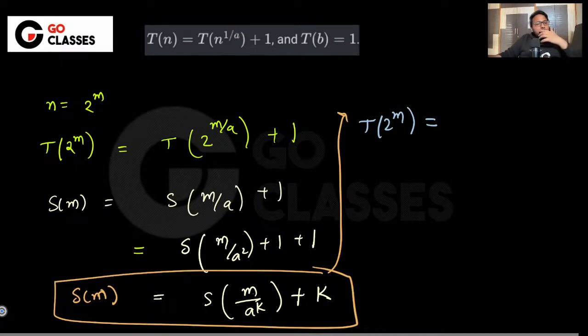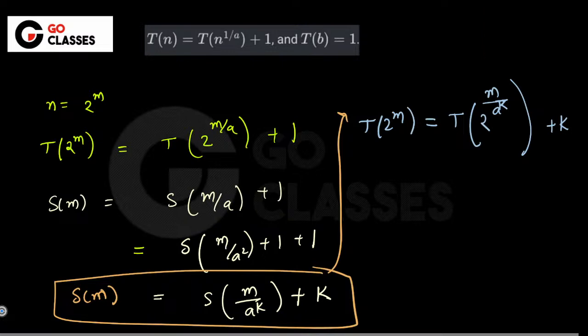Then what will be this value? This will be T of 2 power m divided by a power k, plus k. Let me know if you are getting it, or if there is any issue in understanding this. What we are doing is first making a change of variable, and then we are doing this. Is this okay?